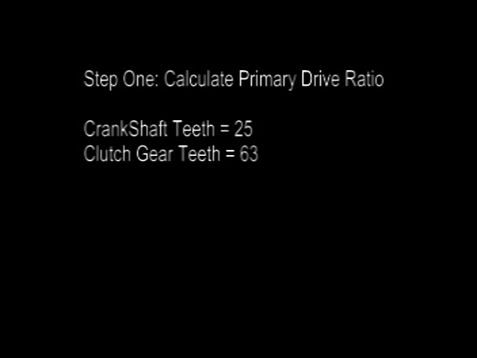First, let's calculate the primary drive ratio. The number of teeth on the crankshaft is 25 and the number of teeth on the clutch is 63. If we divide 63 by 25, we get 2.52 primary drive ratio.